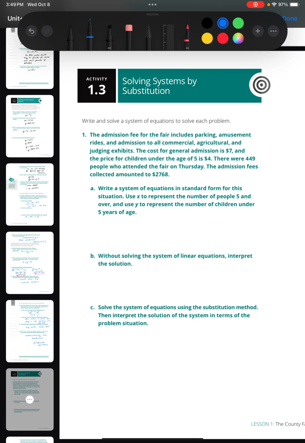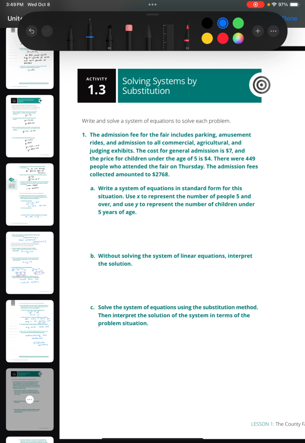All right, solving a system still by substitution, just more practice here. Another example. It says the admission fee for the fair includes parking, amusement rides, and admission to all commercial, agriculture, and judging exhibits. The cost for general admission is $7, and the price for children under the age of 5 is $4. There were 449 people who attended the county fair on Thursday. The admission fees collected amounted to $2,768. So we're going to write a system of equations in standard form that applies to this situation.